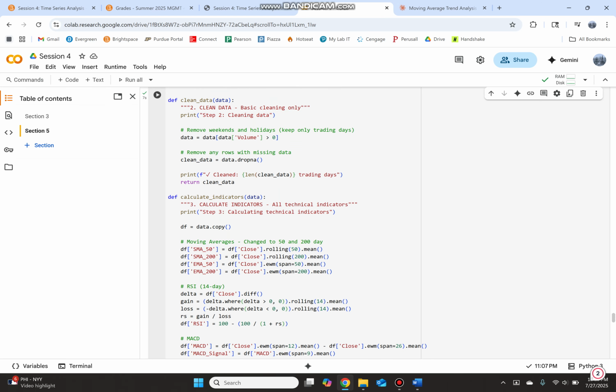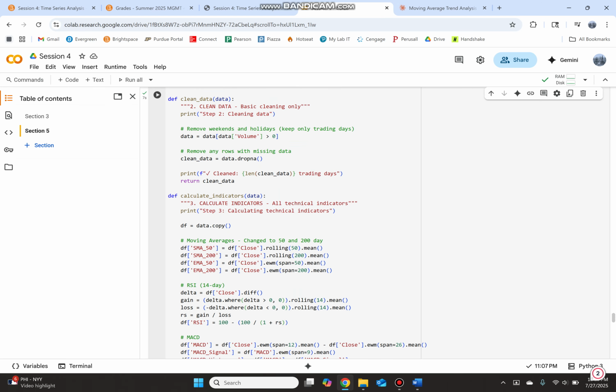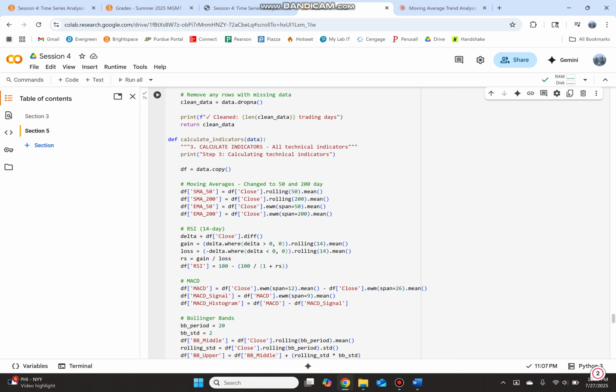Second, for clean data, I kept it very, very simple. No checking for stock splits. I could have easily added that. No checking for powers of 10. I could have easily added that. But I just decided to remove any weekends and holidays, so keep only trading days and remove any rows missing data or zeros or anything like that. And it'll print clean data once it's done and return it to the end of the function.